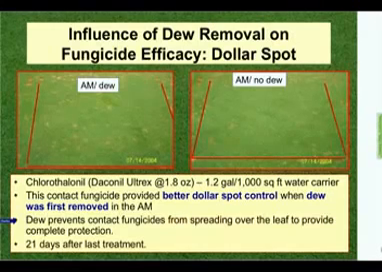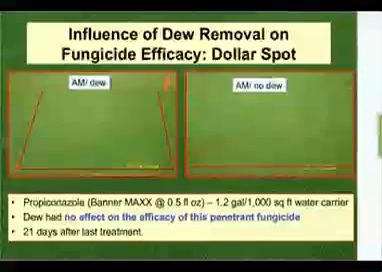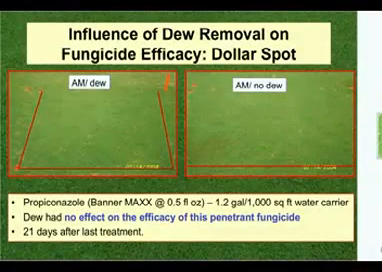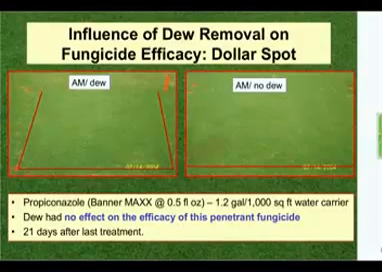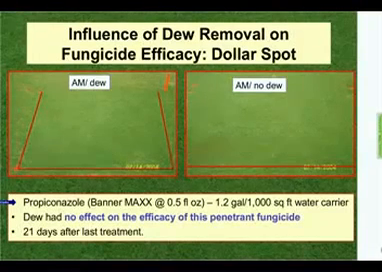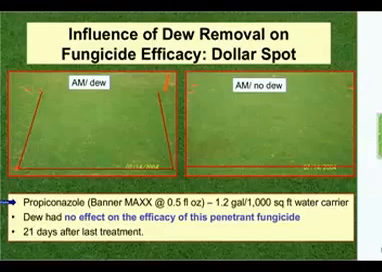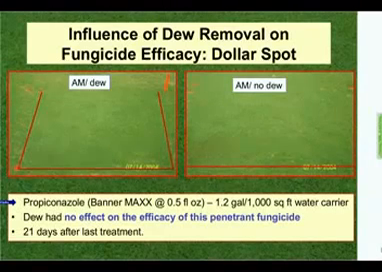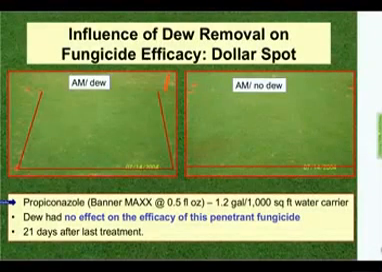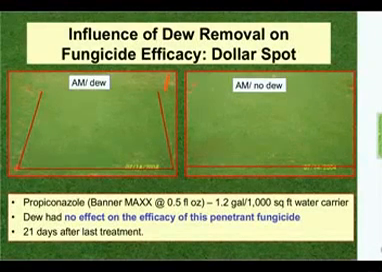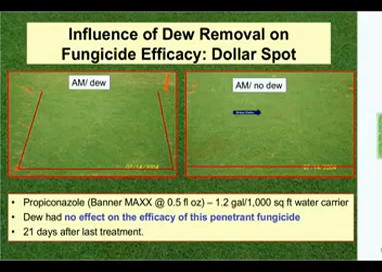Now, if you looked at a penetrant material, there was no difference. There was no effect of removing dew on fungicide efficacy for dollar spot control when looking at propiconazole, in this case, a very low rate of Banner Maxx, applied at 1.2 gallons of water. Again, on 21-day intervals, trying to see a breakdown, and literally getting very good control whether you applied the propiconazole on top of dew or whether you waited until it dried off or you removed it.